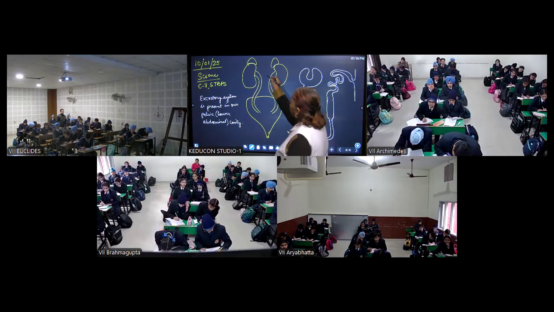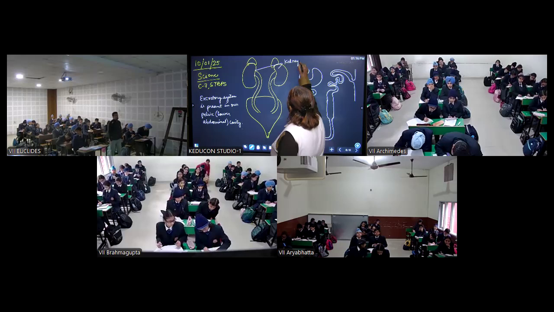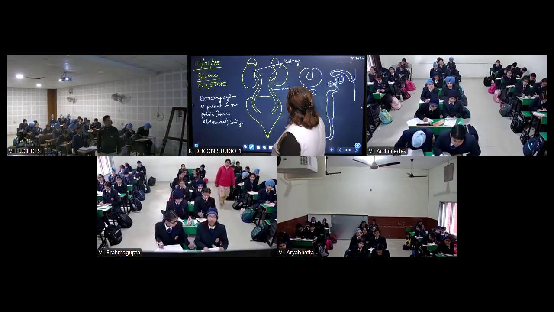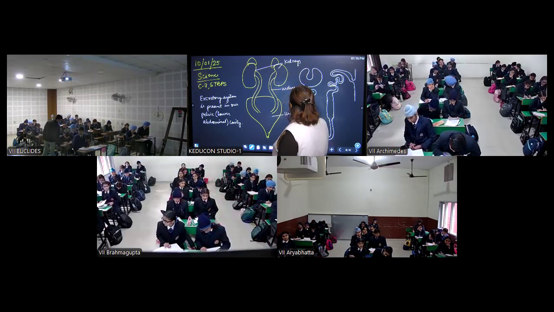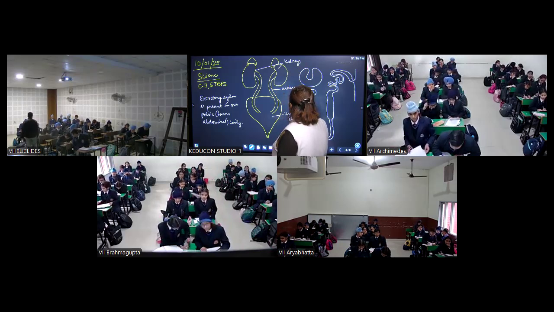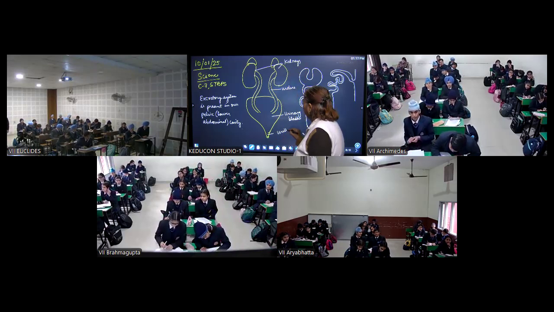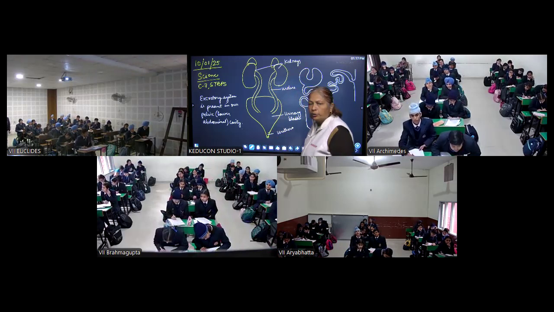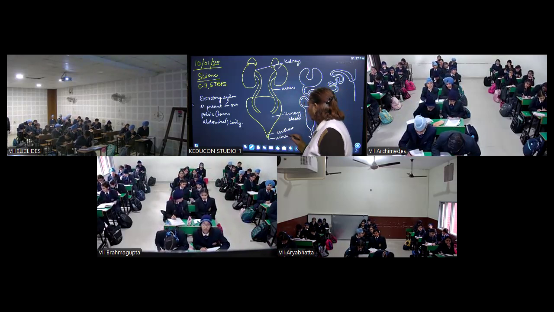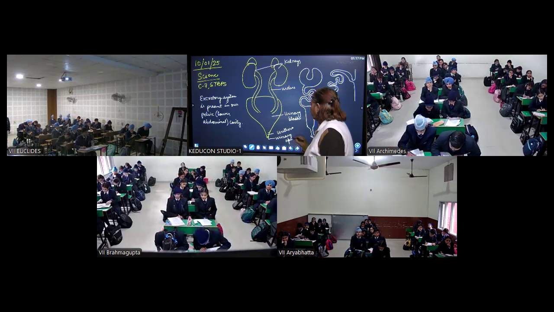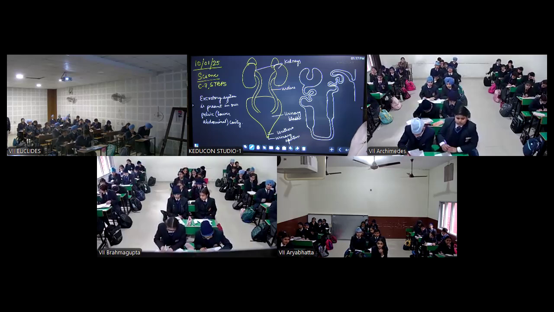Parts of excretory system: these are kidneys, these are ureters, urinary bladder, and this one is urethra, the small pipe. And the last one is urinary aperture. Aperture means hole. These are the parts of the excretory system.